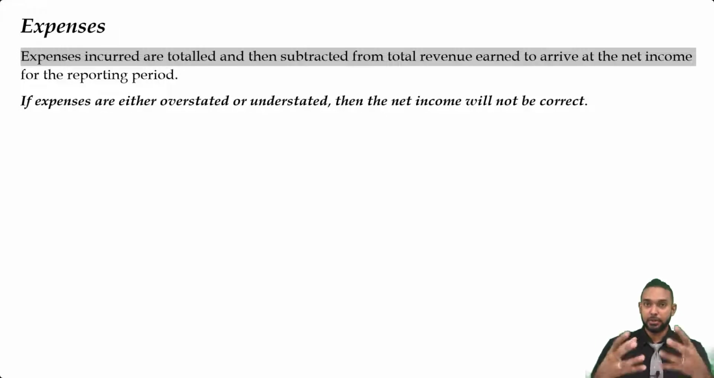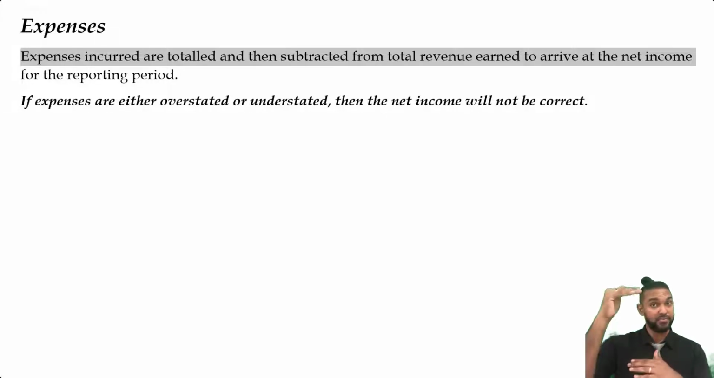So expenses are the costs of doing business, and we subtract expenses or costs from revenues in order to get profit. So if your expenses are overstated or understated, they're not correct, and hence any figure calculated on an incorrect figure will itself also be incorrect. Let's take a look at an example to see how this works.